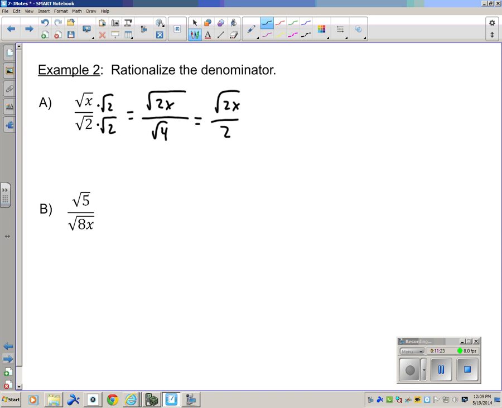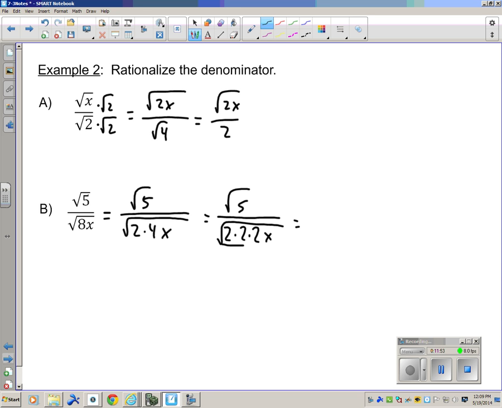Let's look at part B. Now in part B, I can break down the square root of 8. So I can think of other numbers that go inside 8 besides 8 and 1. I can think of 2 and 4. So I'm going to break down 8 as 2 times 4 times x. Well, I could keep going and keep breaking down, so 4 there is 2 times 2.